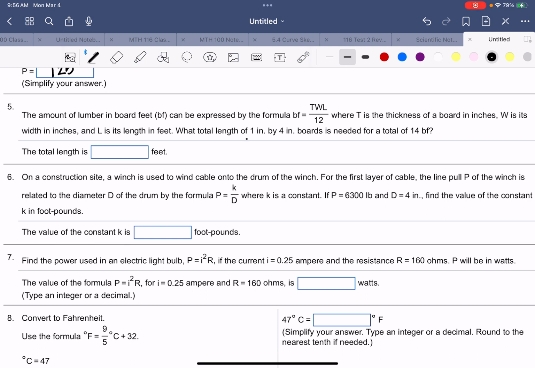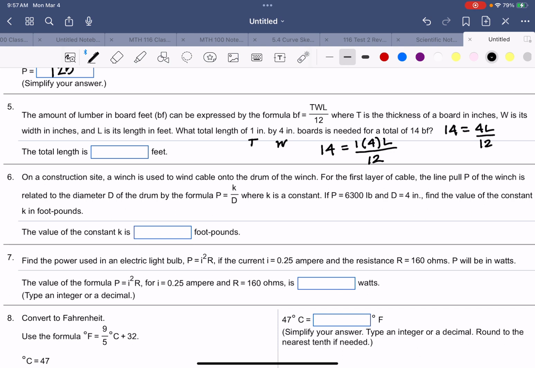Look, this is our width and that's our thickness and our width. And we want to know for 14 board feet. So look, this time we put the 14 in for BF. We know it's a 1 by 4, but we don't know the length. So I'll put an L there, and in our formula we divide by 12. So this time I have to solve because look, there's numbers on both sides of this formula. So 14 equals 4L divided by 12.